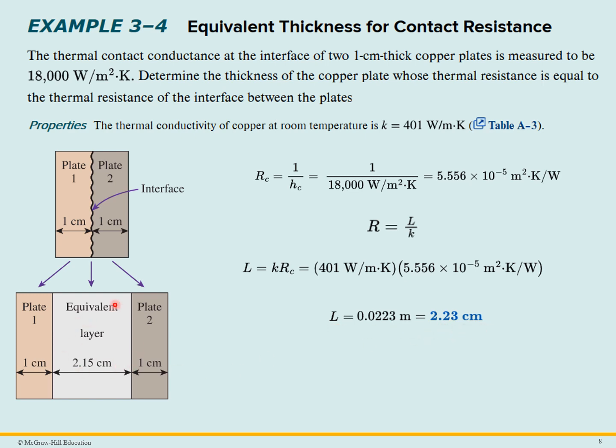So we could replace this interface with this equivalent layer. You can see that in this case, this loss of temperature due to the contact area not being smooth is pretty significant. It's about twice, it's over the 2 centimeters, which is equivalent to the 1 centimeter plus the 1 centimeter of the original plates.